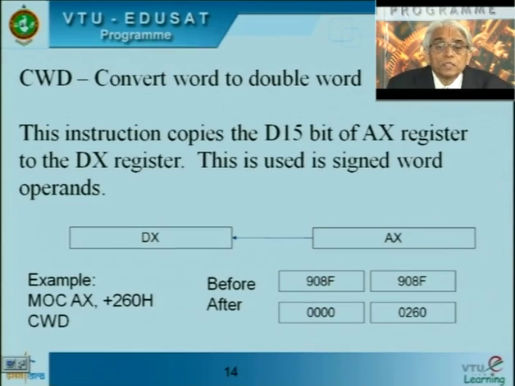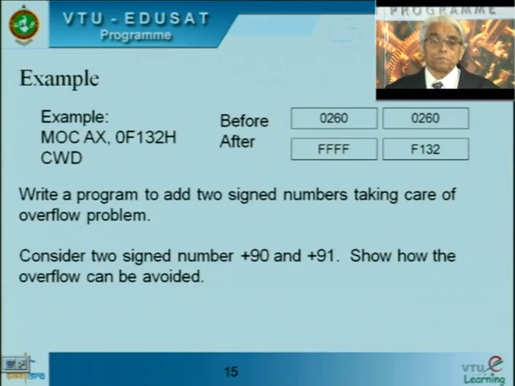So, before execution of the instruction, the AX and DX registers have some particular values, written as 908F and 908F. When you give convert word to double word, the data you have here as 0260 is copied into the AX register, and the 0 in the most significant bit of the AX register is extended into the DX register, and DX register becomes 0000.